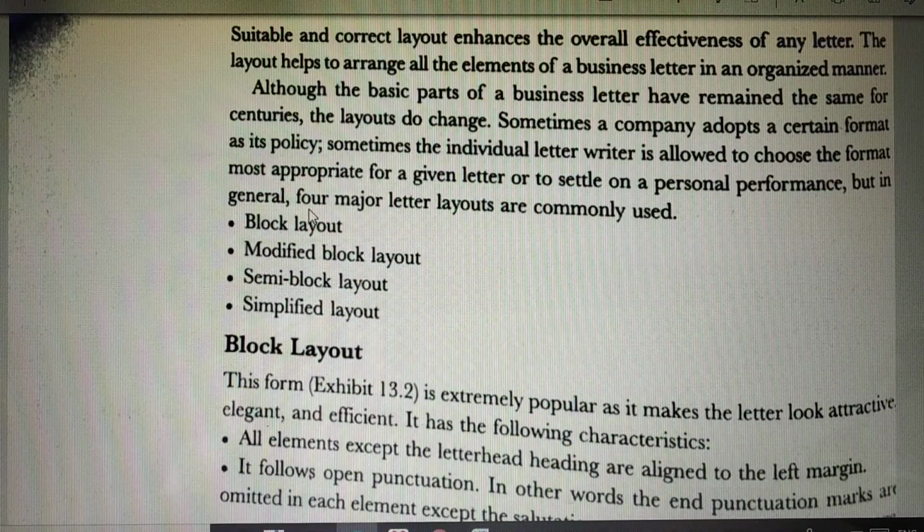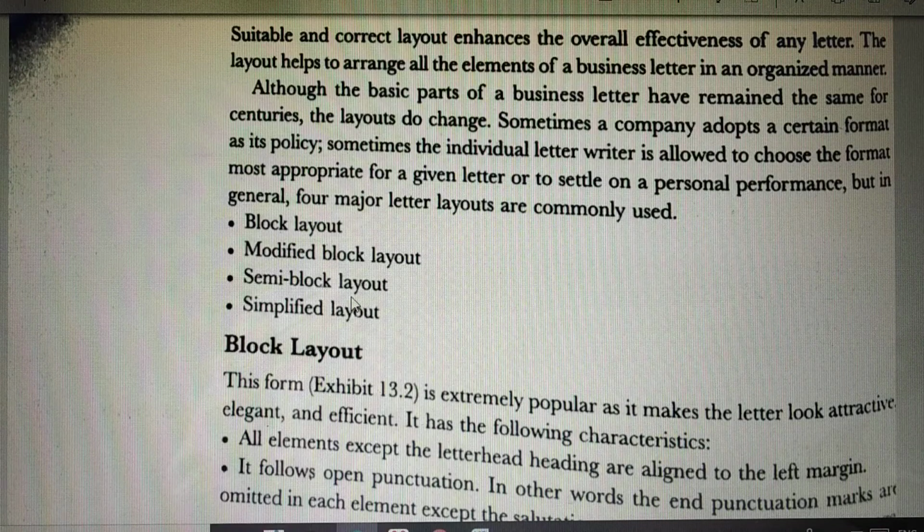First, block layout, everything is in one alignment. Modified block layout, just sender's address and complementary clause are to the right side. Semi block layout is similar to that one, not much different, but we mostly follow the semi block layout. And simplified layout is the last one, again like the block layout, everything on one side. So these are the 4 layouts of letter writing. You should follow this one.